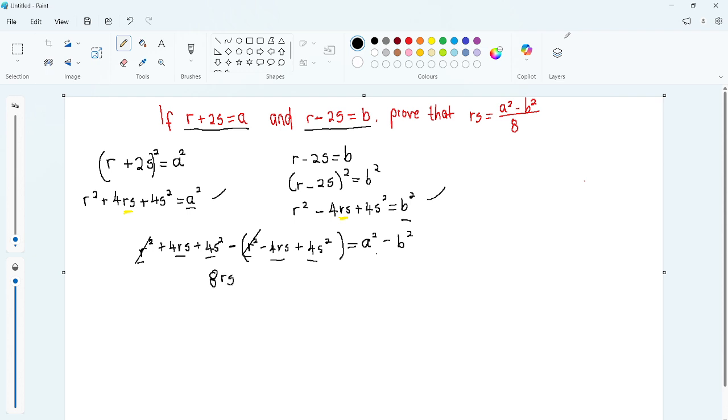Interesting, but I don't know what's going to happen next. Let's watch out. This one and this one seem like they're going to destroy each other. Then I'm going to have 8rs equal to a squared minus b squared. So what do I do now? I can divide on both sides by 8. Then I'm going to have rs equal to a squared minus b squared, divided by 8.